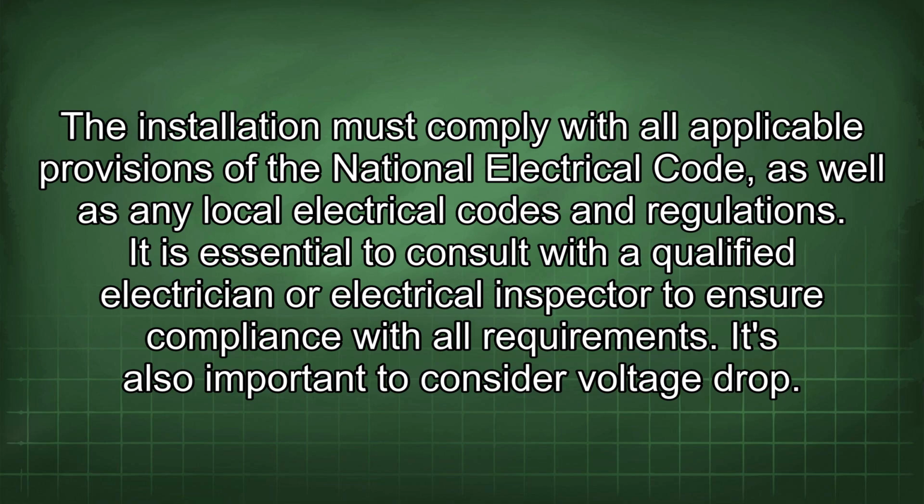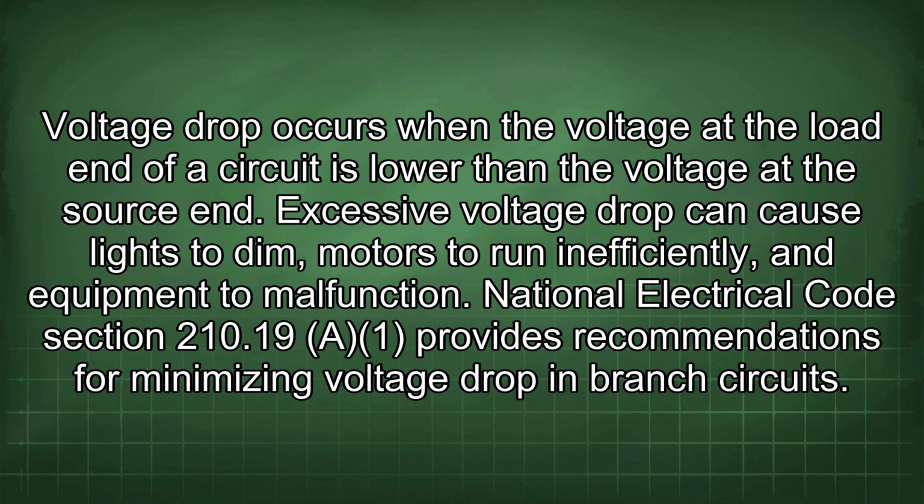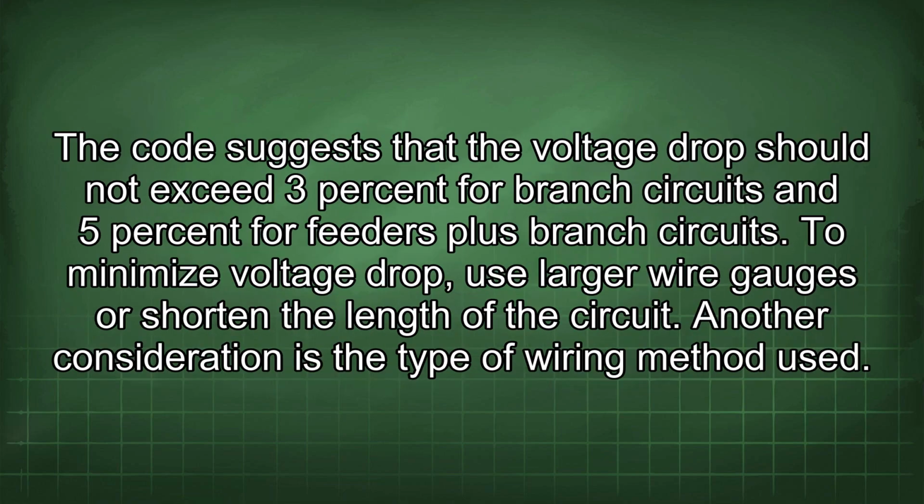It's also important to consider voltage drop. Voltage drop occurs when the voltage at the load end of a circuit is lower than the voltage at the source end. Excessive voltage drop can cause lights to dim, motors to run inefficiently, and equipment to malfunction. National Electrical Code Section 210.19 (informational note) provides recommendations for minimizing voltage drop in branch circuits. The code suggests that the voltage drop should not exceed 3% for branch circuits and 5% for feeders plus branch circuits. To minimize voltage drop, use larger wire gauges or shorten the length of the circuit.